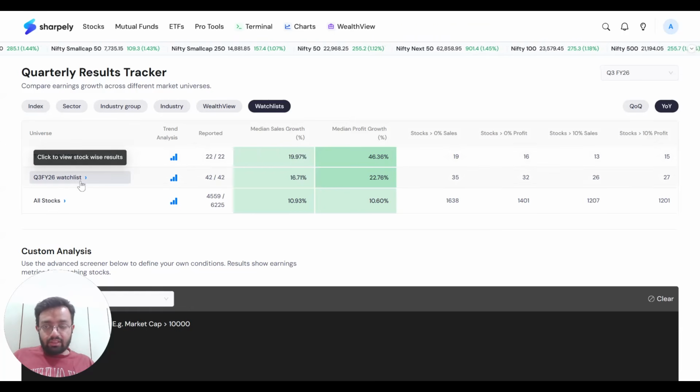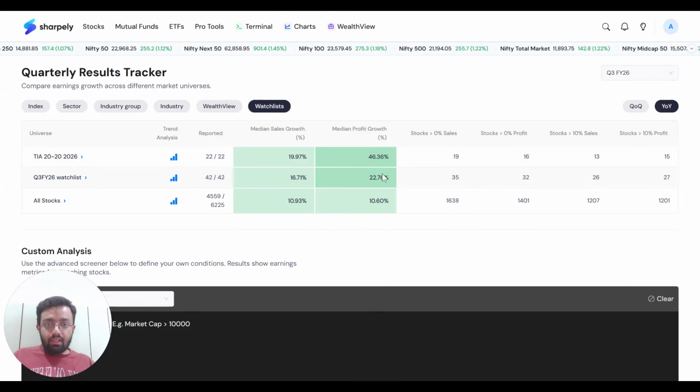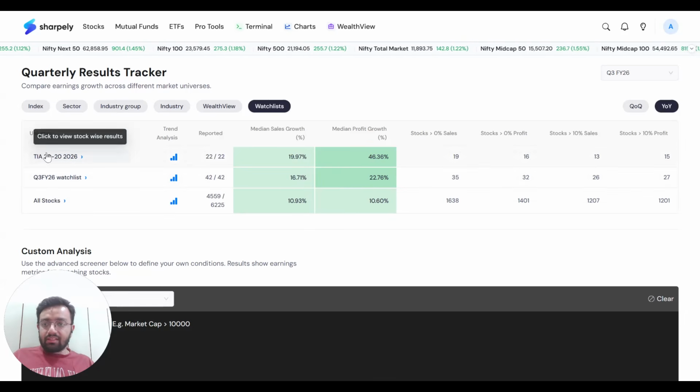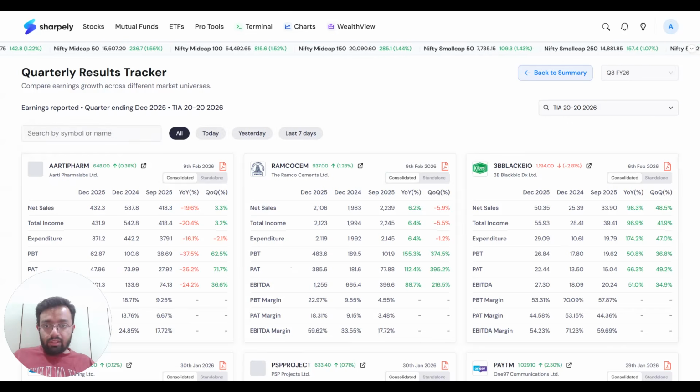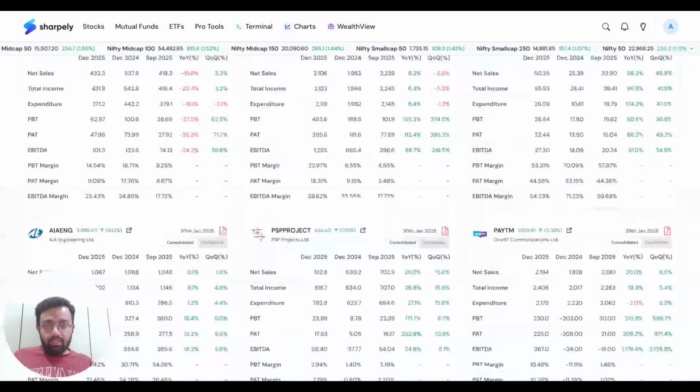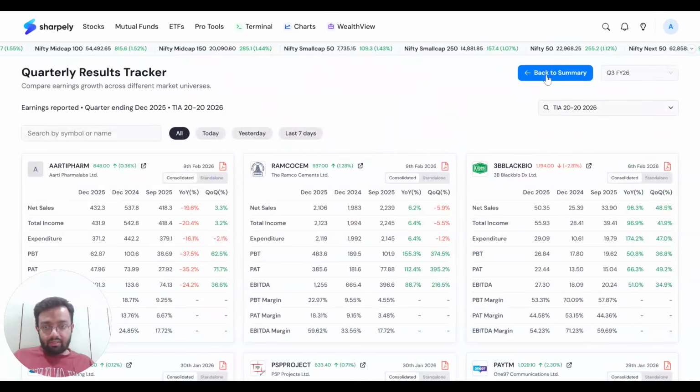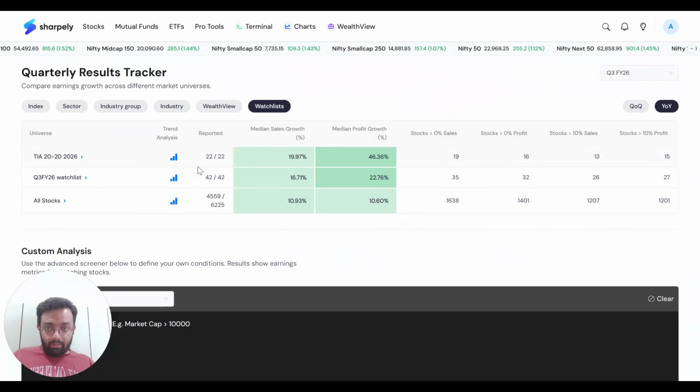So I have two watch lists available with me. This is the watch list of strong Q3 FY26 results. As you can see, the bottom line growth is 22%, the top line growth is 16%, and this is the watch list that I've made based on the stocks discussed in the TIA 2020 meet that happened some time ago. As you can see, there are 22 names. If I want to check them, I'll click on them and I can analyze all 22 names in detail as well. So, a very powerful table.